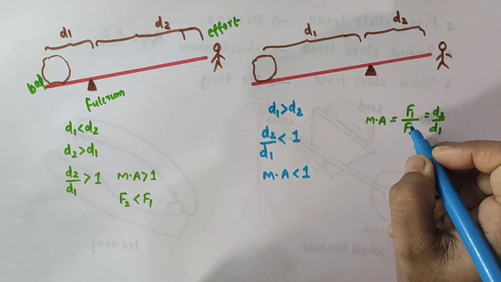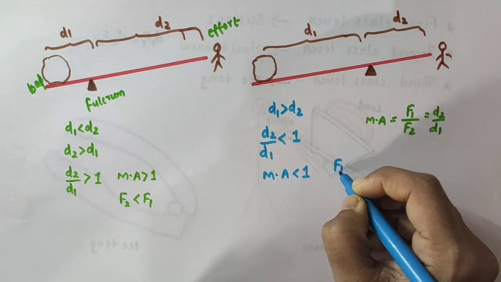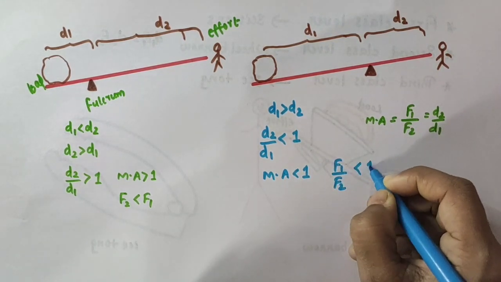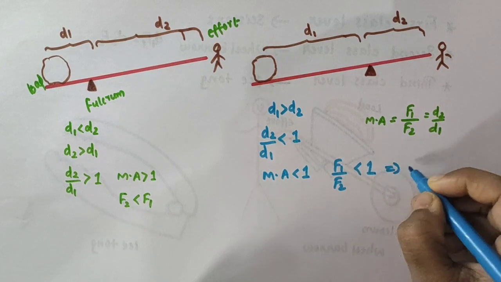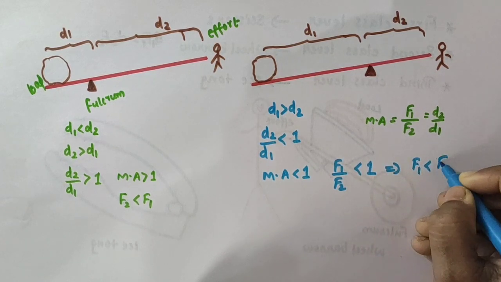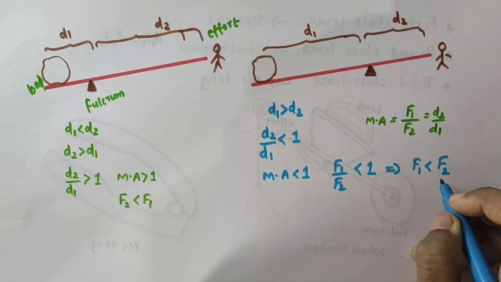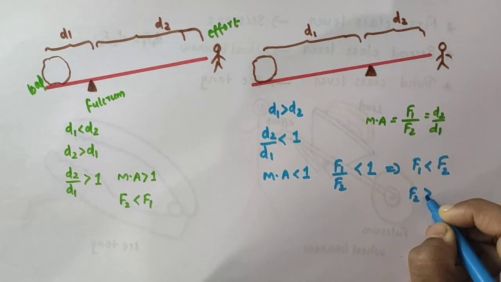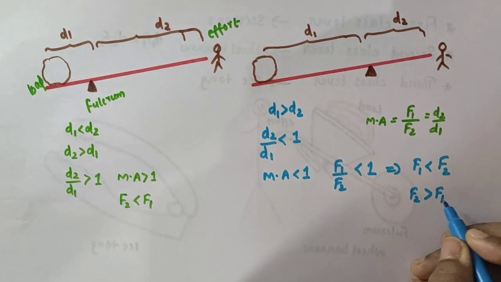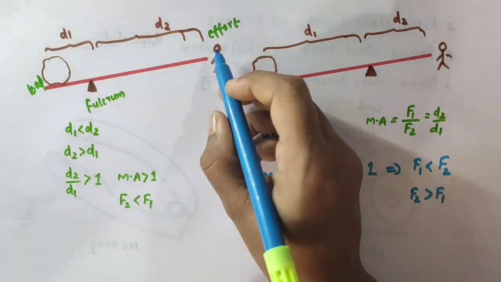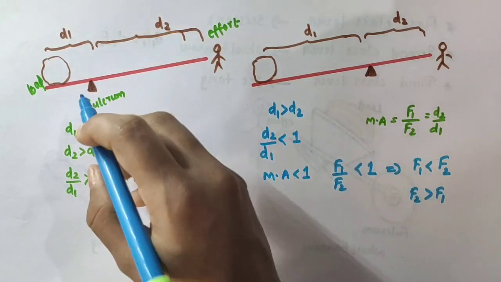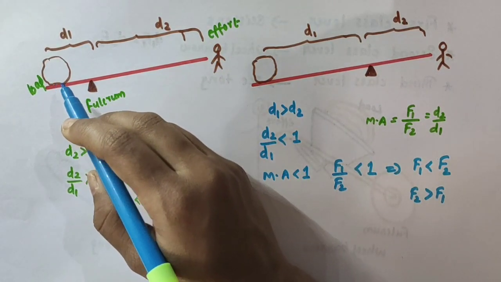Mechanical advantage is actually what? F1 by F2. So, F1 by F2 is less than 1. F1 by F2 is less than 1 means F1 is less than F2. F1 less than F2 means what? F2 is greater than F1. F2 is greater than F1 means a large effort is needed here to lift this load.